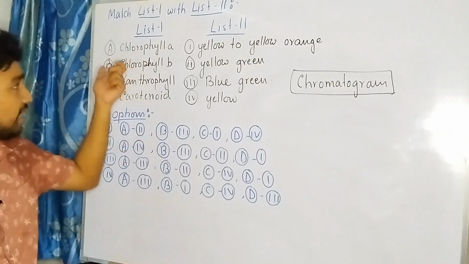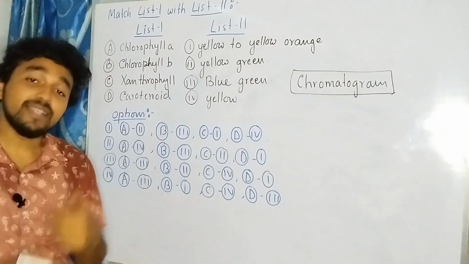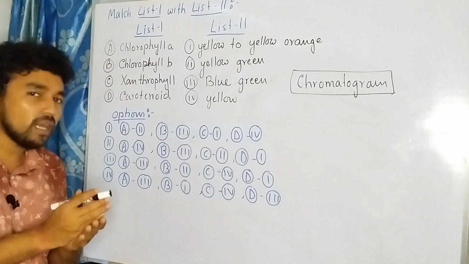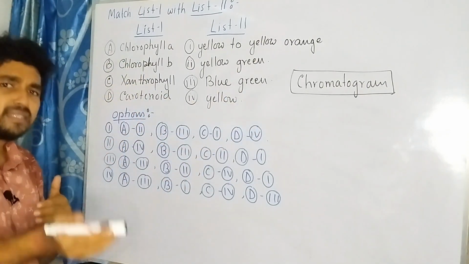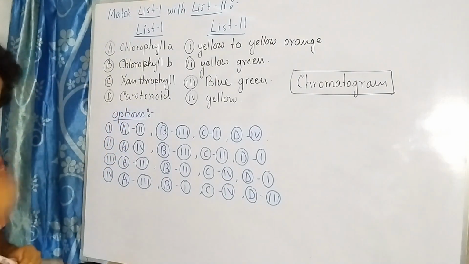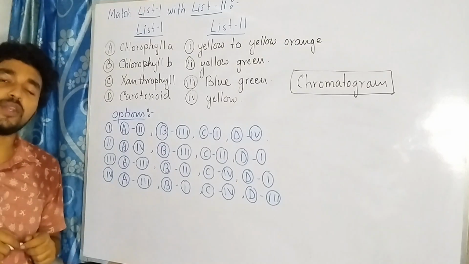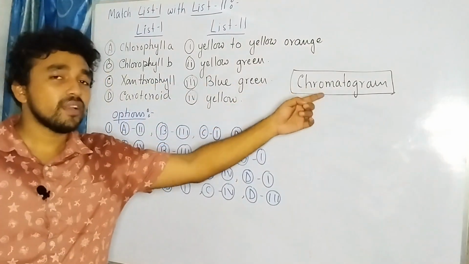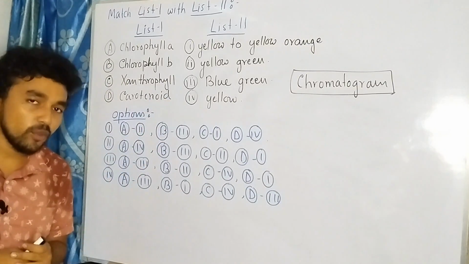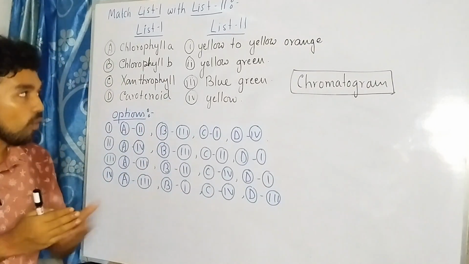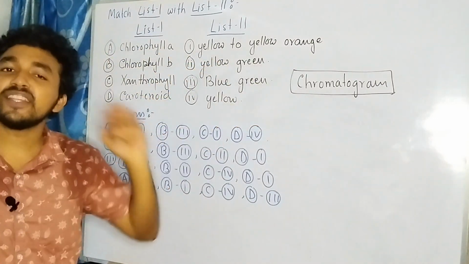Suppose we look at chlorophyll A in a chromatogram, then the chromatogram will give us a different color for chlorophyll A. Chromatogram will give us another different color for chlorophyll B, another color for xanthophyll and a different color for carotenoid. So chromatogram can differentiate these 4 pigments. So it is a basic theoretical problem. We have to know which chlorophyll will give which color in chromatogram.